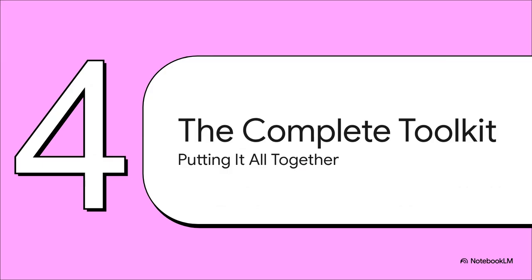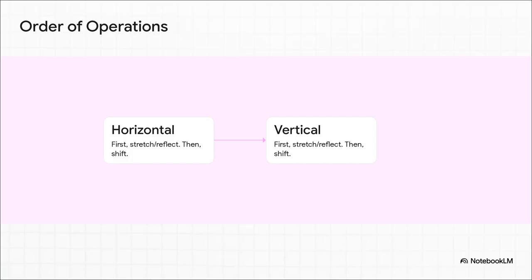Okay, so we have all the pieces of the puzzle now: shifts, reflections, and stretches. Now it's time for the grand finale, putting it all together to see how we handle functions that have a whole bunch of these transformations happening at once. So how do you manage all of this at once without getting lost?